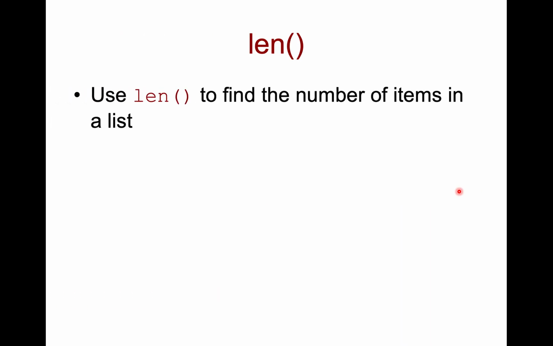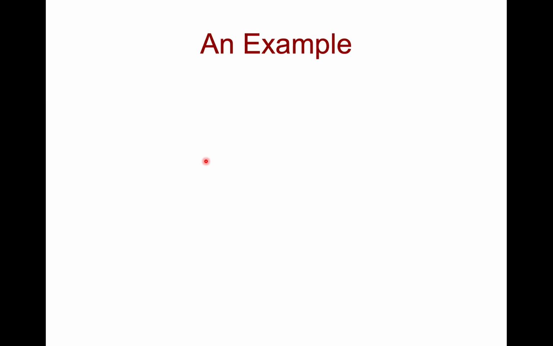The len function is really useful. We can use it to find the number of items in a list, and many times there are reasons for us to want to know how many items are in our list. So if we put the list inside the brackets to the len function, then that will give us the number of items that are in the breakfast list, and currently that's 3.